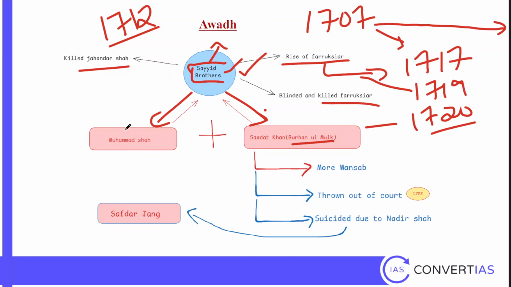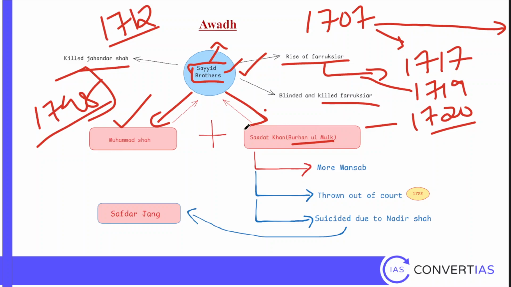This Muhammad Shah becomes the emperor after Farrukhsiyar. He is the Mughal emperor after Farrukhsiyar. He rules for a long period because he was comparatively able. He rules for a long period till 1748, somewhere around there. Nadir Shah's invasion happens in his time period.